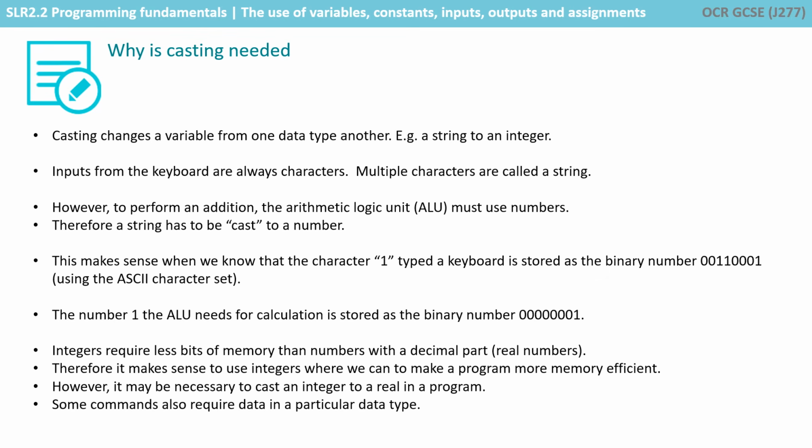Integers require fewer bits of memory than numbers with a decimal part. Therefore, it makes sense to use integers where we can to make a program more memory efficient. However, it may well be necessary to cast an integer to a real or float data type in a program. Some commands also require data in a particular data type, another reason why we might need to use casting.